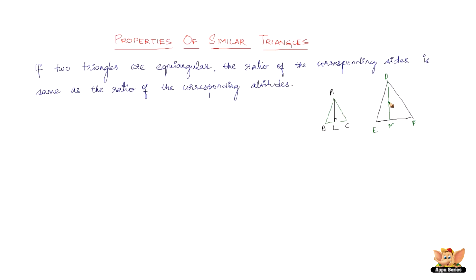Now, not only the ratio of the corresponding sides is equal, also the ratio of the corresponding altitudes is equal to the ratio of the corresponding sides. Or in other words, the ratio of the corresponding sides is same as that of the ratio of the corresponding altitudes. Say, for example, we've got AB by DE, and say if it is equal to BC by EF. It's not only equal to, AB by DE is not only equal to BC by EF, it is also equal to the ratio of the corresponding altitudes. The altitudes here being AL and DM. So that is what this property says.